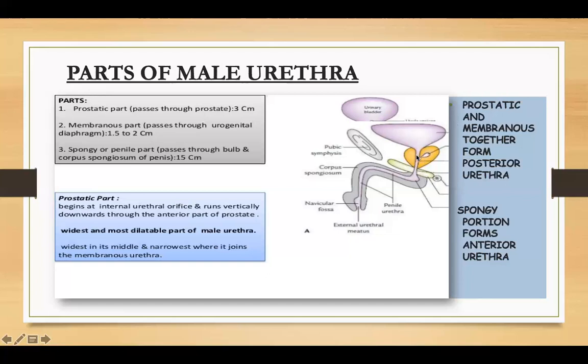The prostatic part and membranous part together form the posterior urethra, and spongy portion forms the anterior urethra. So this is the anterior urethra and this is the posterior urethra. Posterior urethra में कौन-कौन से part है? Prostatic and membranous part together form the posterior urethra.